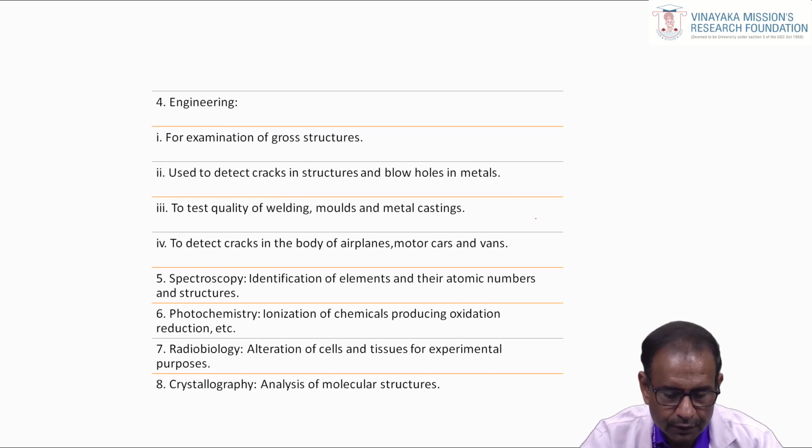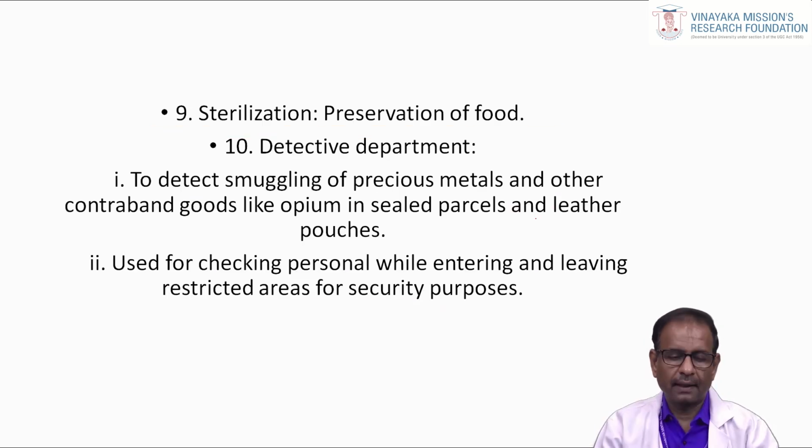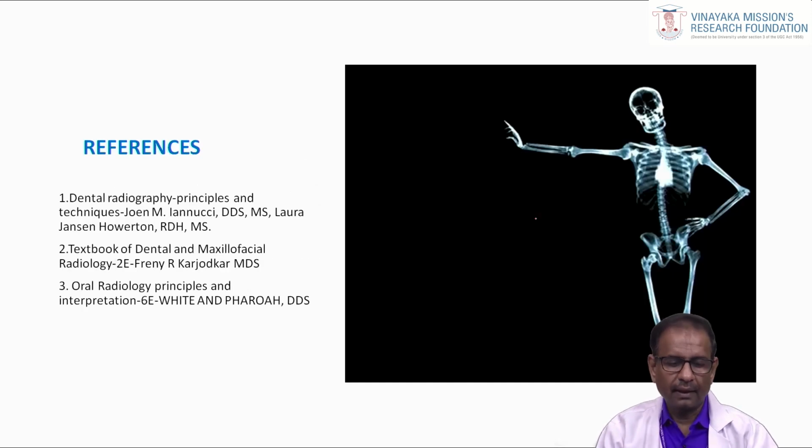In crystallography, it is used to analyze molecular structures. In sterilization, X-rays are used for preservation of food. In the detective department, it detects the smuggling of precious metals and other contraband goods like opium in sealed parcels and leather pouches. And they are also used for checking personnel entering or leaving restricted areas for security purposes. These are all the uses of X-rays.